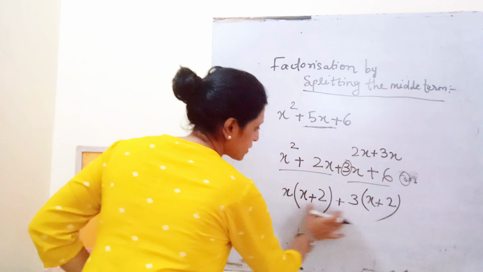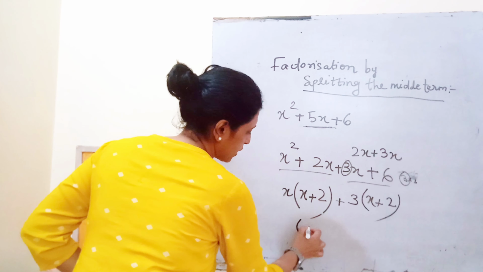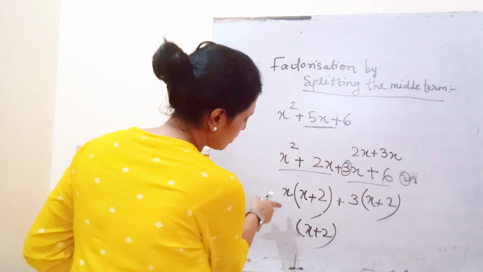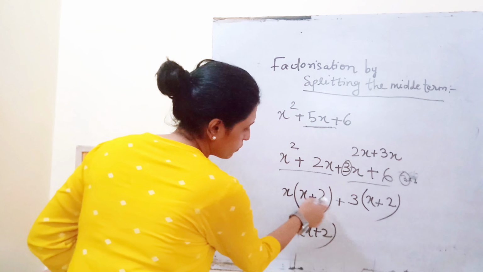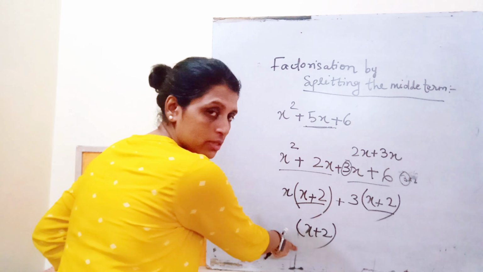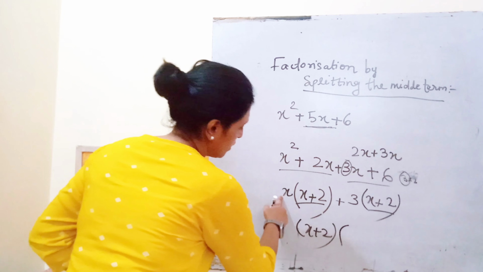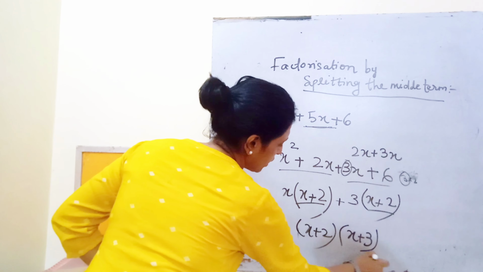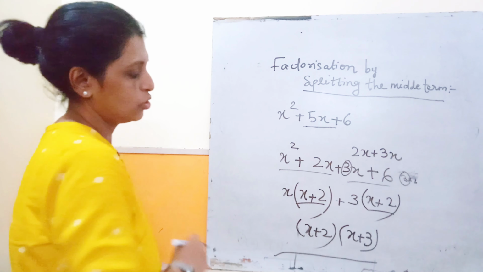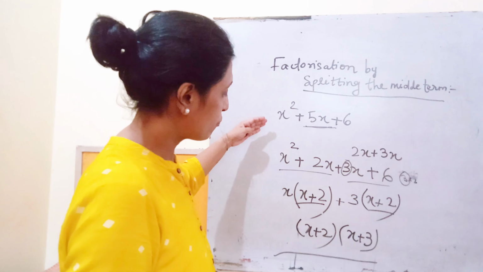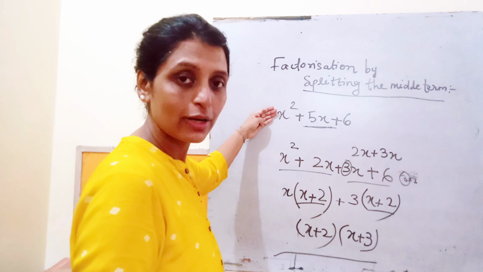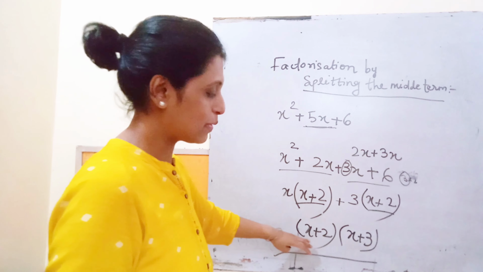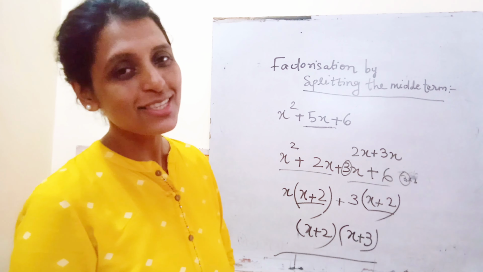So out of this we can take x plus 2 as common, and then we are left with x plus 3. So the factors of the algebraic expression x square plus 5x plus 6 are x plus 2 and x plus 3.